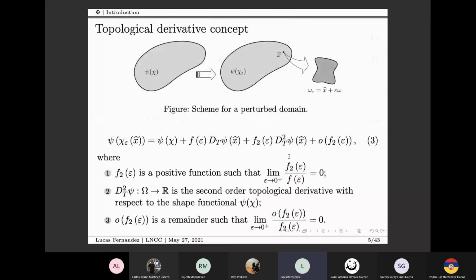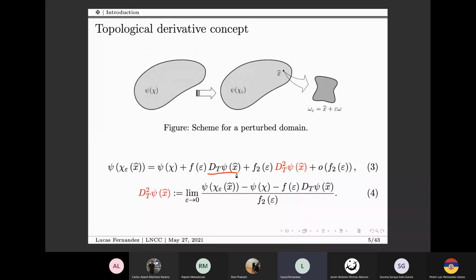Thus, in our methodology, we seek an asymptotic expansion of the topologically perturbed shape functional, like shown in equation 3, where the term dt psi is the first order topological derivative, and dt2 psi represents the second order topological derivative. By using this kind of asymptotic expansion, written in terms of higher order topological derivatives, we are able to develop non-iterative reconstruction algorithms for solving the inverse problem.